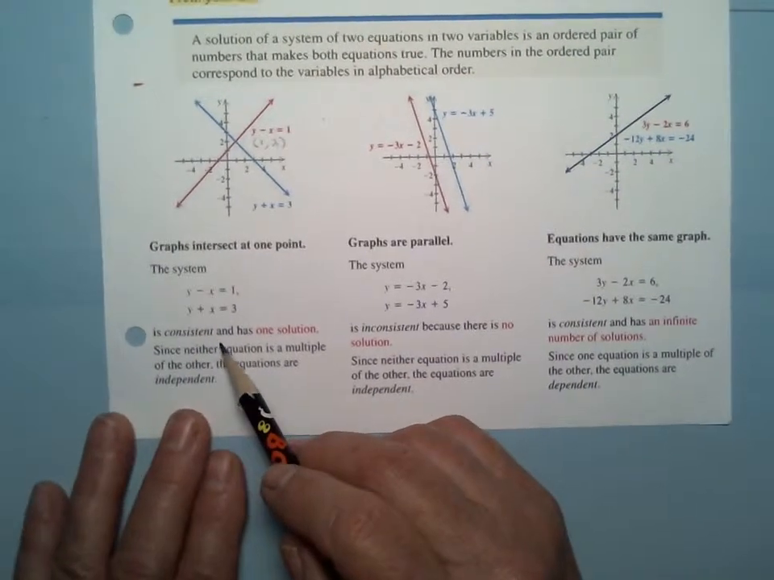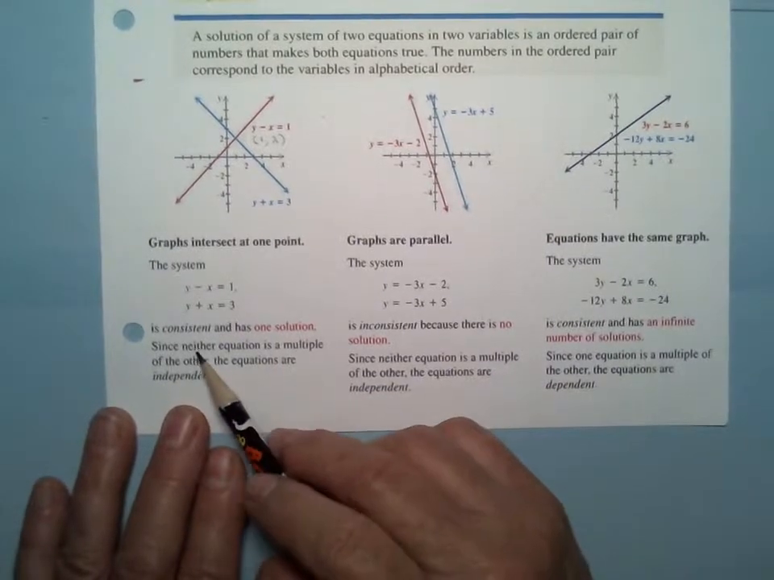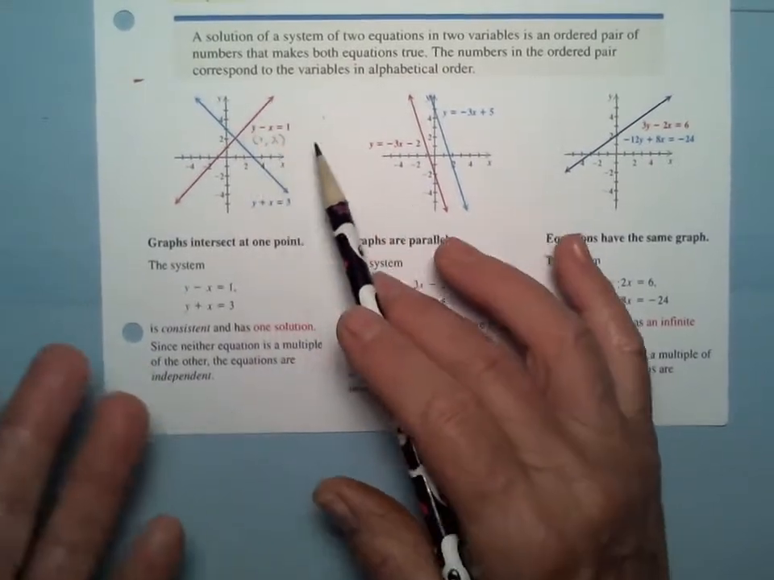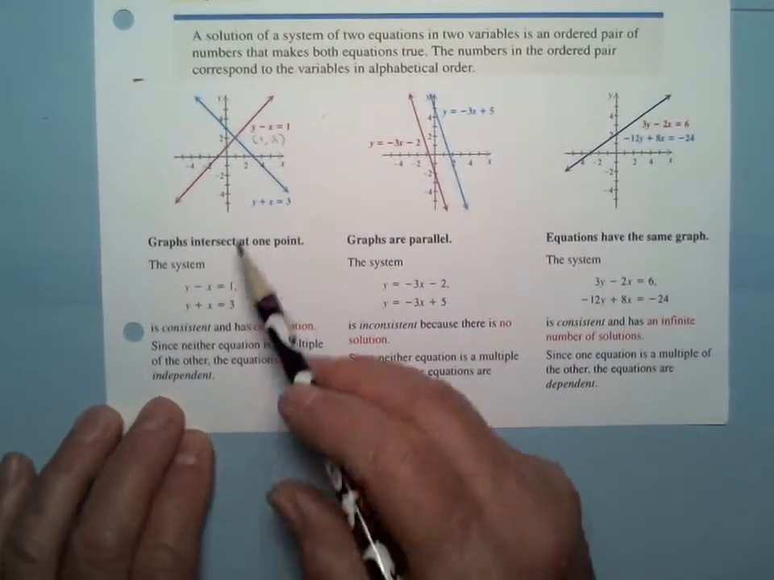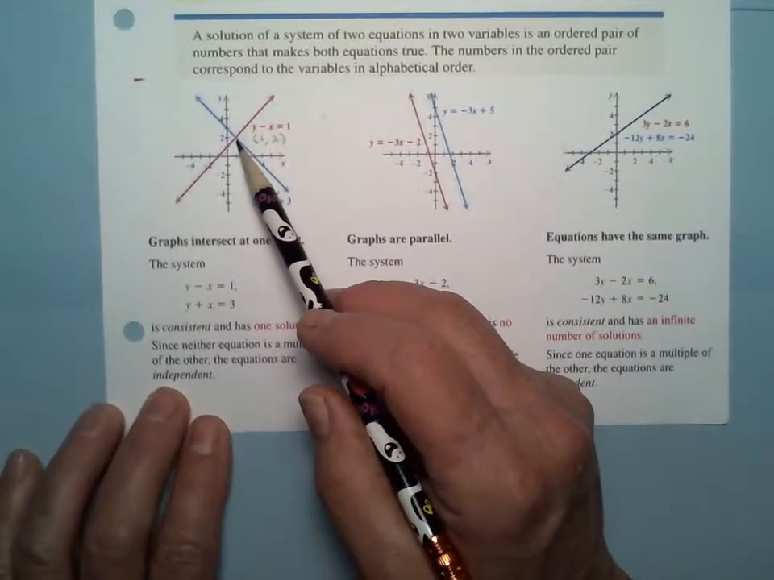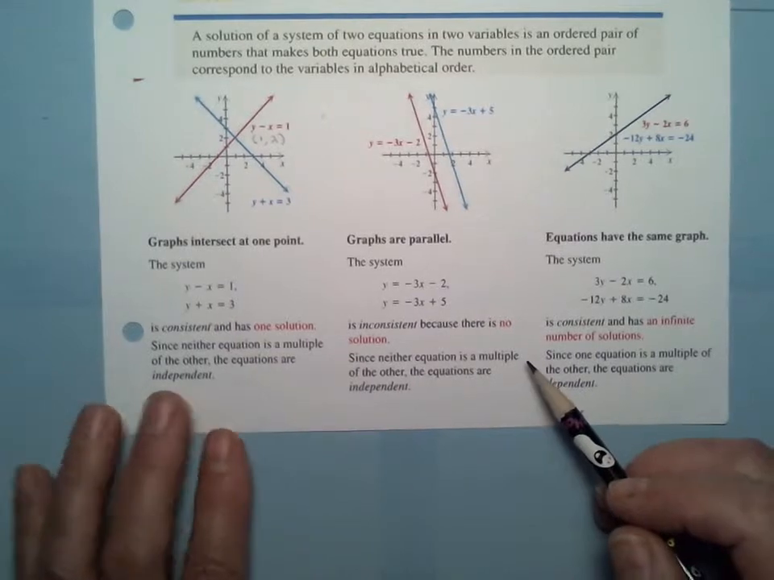That's a term that's applied to that, and it has exactly one solution. Neither equation is a multiple of each other. Neither equation is dependent on each other, and so these are referred to as independent. So when they intersect at one point, they're considered consistent and independent.